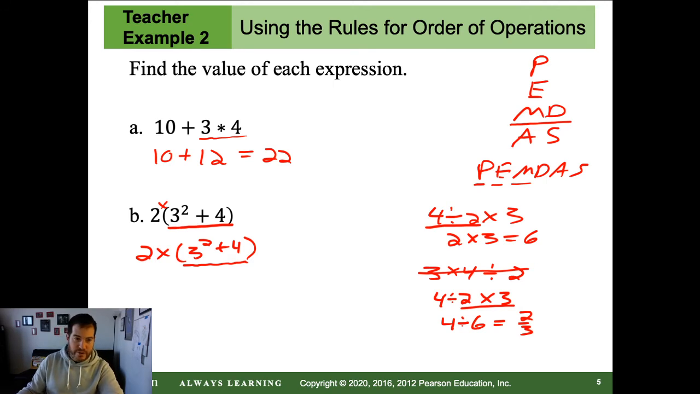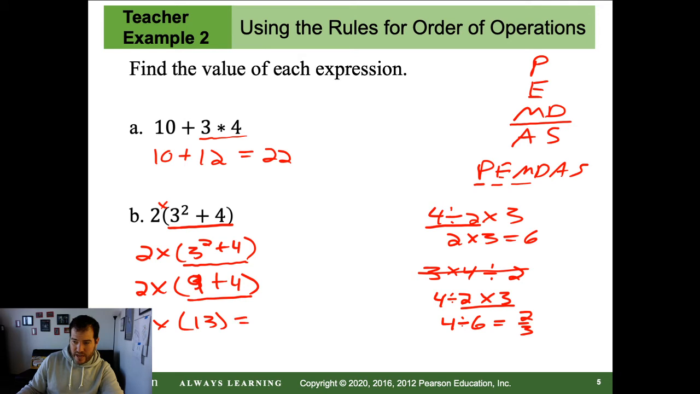Is there another set of parentheses? There isn't, but the first thing I see is this exponent. So again, I know it's annoying, but I'm going to rewrite it. 3 squared is 9 plus 4. Again, start the process again. I still have to finish up my parentheses, so I'm going to do 9 plus 4, which is 13, and 2 times 13, I believe, is going to be 26. So that's my answer for that one.